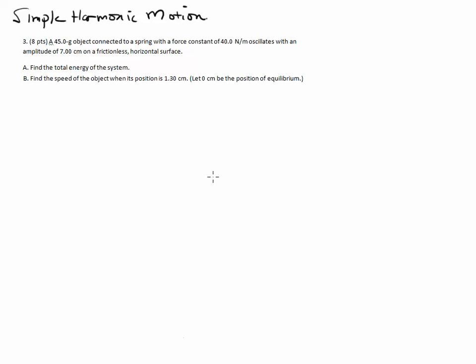The problem is a 45-gram object is connected to a spring that has a force constant of 40 newtons per meter. It oscillates with an amplitude of 7 centimeters on a frictionless horizontal surface. Find the total energy of the system and find the speed of the object when its position is 1.30 centimeters. And of course, we'll let 0 centimeters be the position of equilibrium.